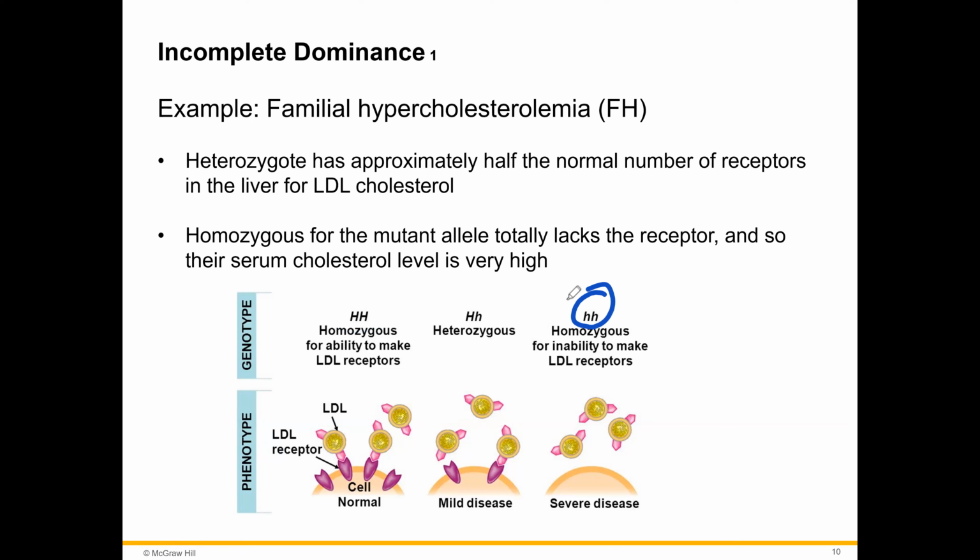If it's homozygous recessive, look, no receptors. That means all this cholesterol stays in the bloodstream. But heterozygous, because it's incomplete dominance, if it were complete dominance, it should be normal again. But no, in this example, the person only has half the number of receptors. So some cholesterol will be removed from the bloodstream, but not as much as we need to.